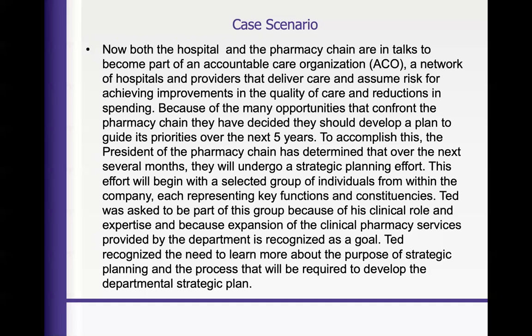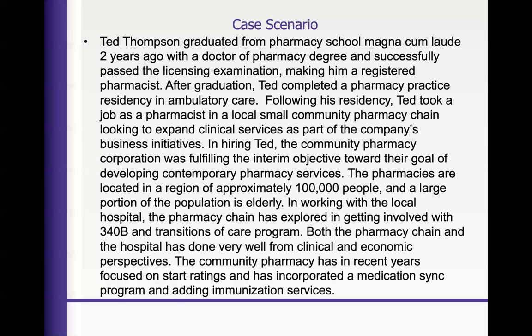To accomplish this, the president of the pharmacy chain has determined that over the next several months, they will undergo a strategic planning effort. This effort will begin with a selected group of individuals from within the company, each representing key functions and constituencies. Ted was asked to be part of this group because of his clinical role and expertise and his affiliation with the pharmacies, and because expansion of clinical pharmacy services provided by the department is recognized as a goal. Ted recognized the need to learn more about the purpose of strategic planning and the process that will be required to develop that goal. So think about this, all right?